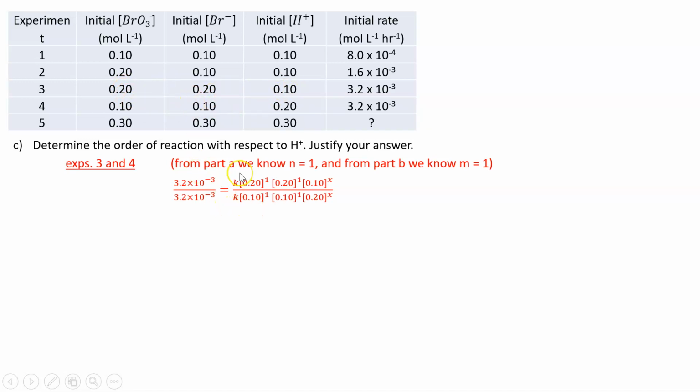The reason I did that is because from part A, I know that N equals 1. From part B, I know that M equals 1. And I wanted to illustrate that if you can get that far where you know the order of two other reactants, we can find this order even if everything's changing. So I'm just going to plug that all into the rate expression. We know that bromate is first order and bromide is first order. We just need to find the order of H+.